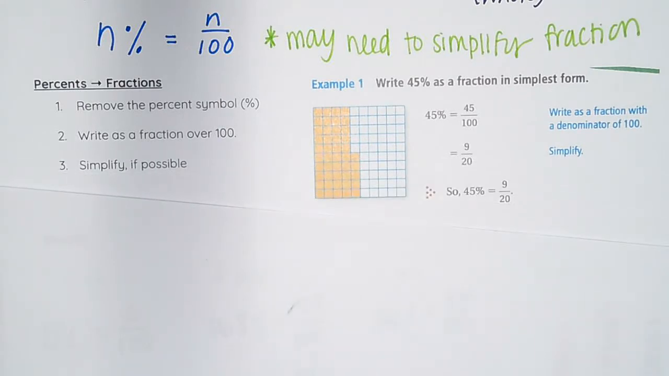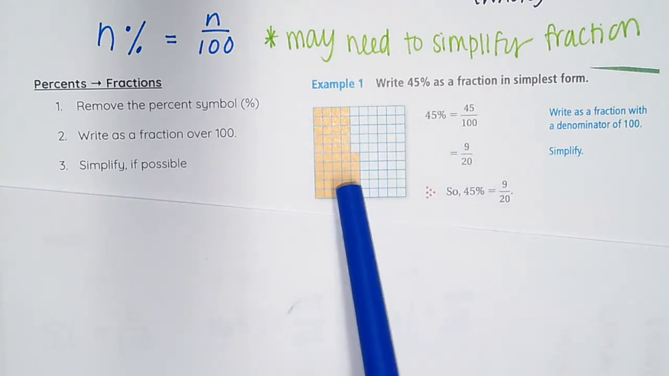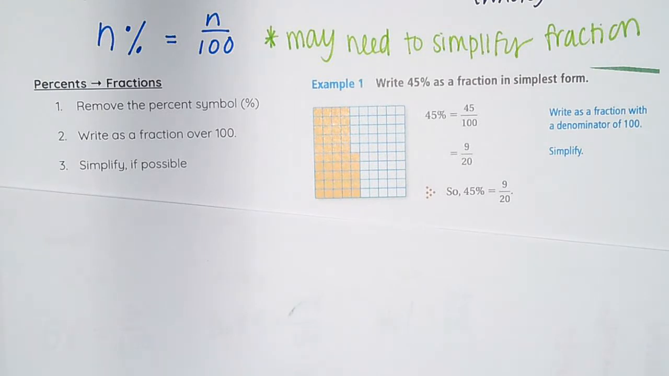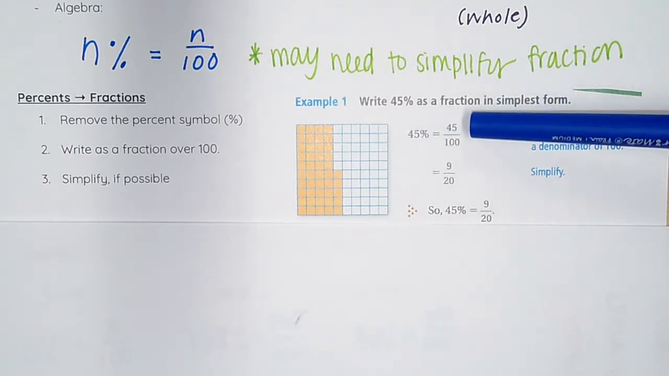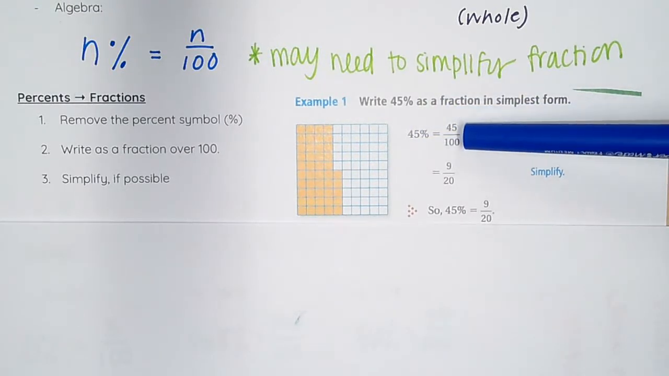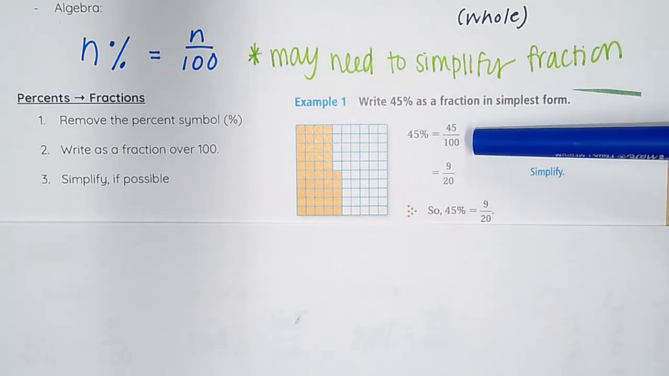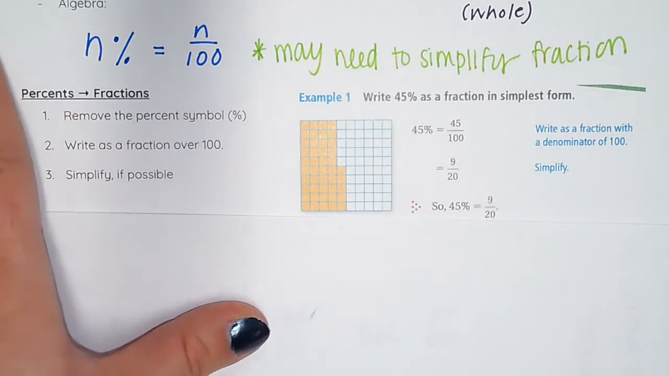So here you have an example. Here's a 100 square, and 45% of the square is shaded, which means 45 out of 100 squares are colored. So you start by writing 45%. I remove my percent and just simply take that 45 and put it as a numerator. My denominator will always be 100. And then I simplify that by dividing both of these by 5, getting me 9/20. So 45% is equal to 9/20.